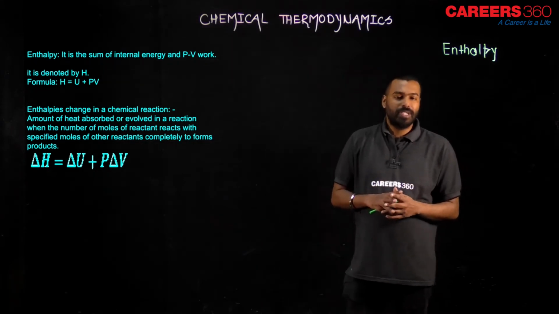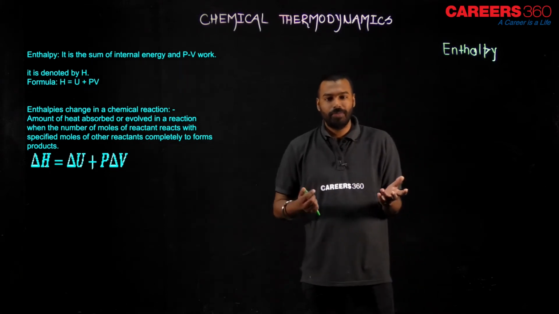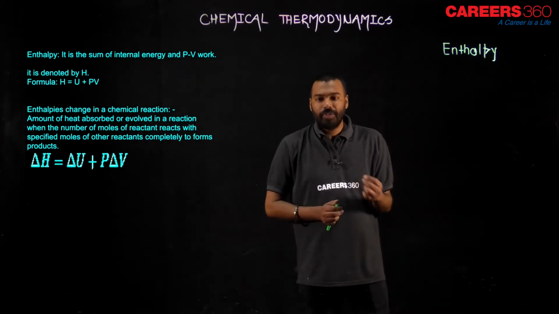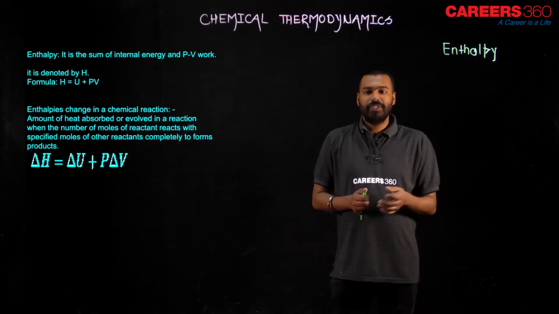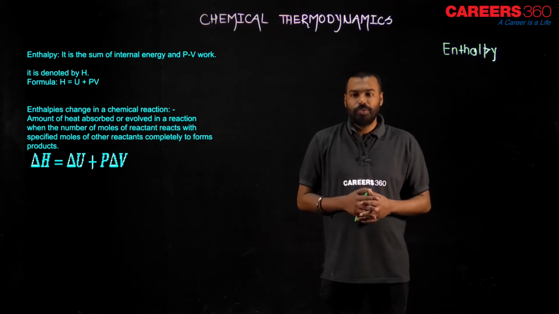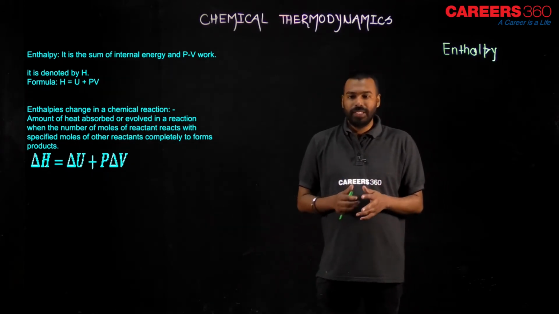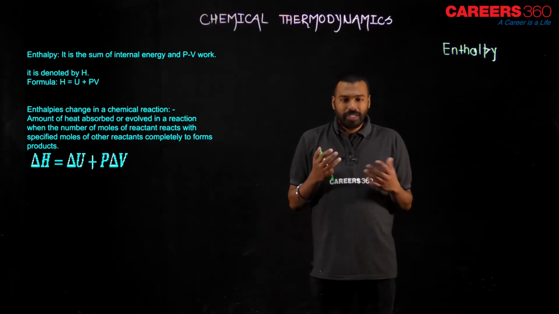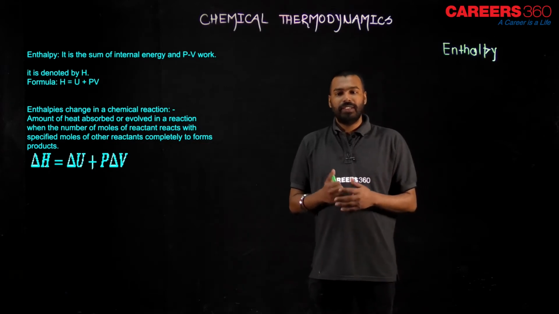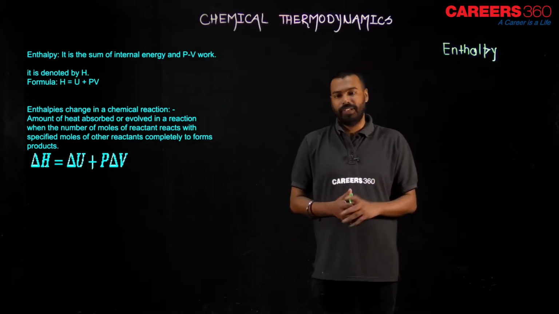So, what is enthalpy change? Amount of heat absorbed or evolved. Evolved means released in a reaction when the number of moles of reactants react with specified moles of other reactants completely to form products. Okay. So, that heat is known as enthalpy or enthalpy change in any chemical reaction, and we write it in way of delta H equal to delta U plus P delta V.